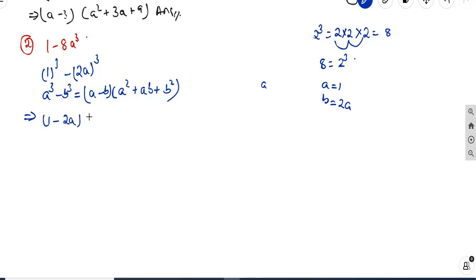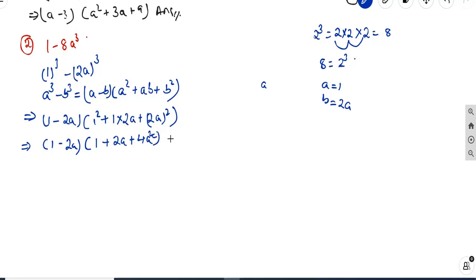So a is 1, so 1 square plus 1 into 2a plus b square, that is 2a whole square. So this is 1 minus 2a into, open the bracket, 1 square is 1, 1 plus 2a plus 4a square. So this is the solution for problem number 2. Okay, we'll go for the next problem.